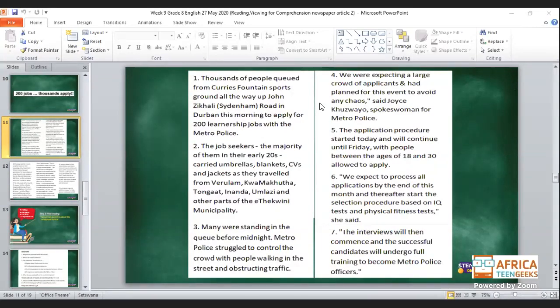We were expecting a large crowd of applicants and had planned for this event to avoid any chaos, said Joyce Kuzwayo, spokeswoman for Metro Police. The application procedure started today and will continue until Friday, with people between the ages of 18 and 30 allowed to apply. We expect to process all applications by the end of this month and thereafter start the selection procedure based on IQ tests and physical fitness tests, she said. The interviews will then commence and the successful candidates will undergo full training to become Metro Police officers.